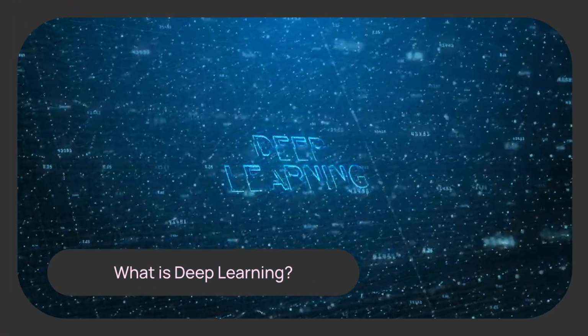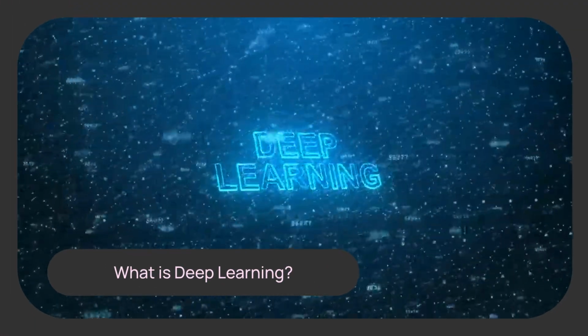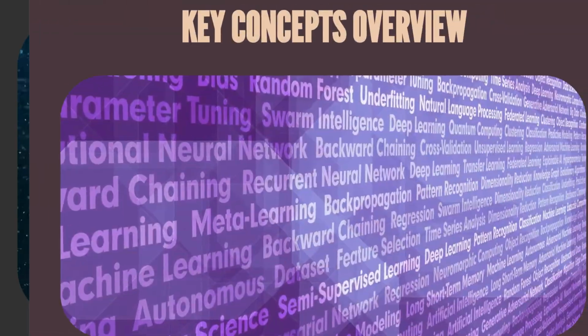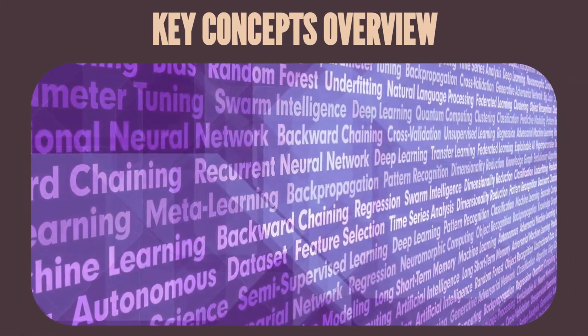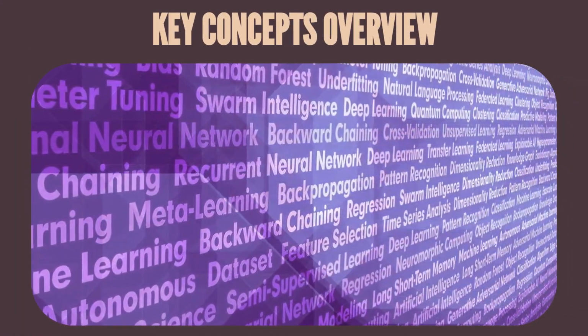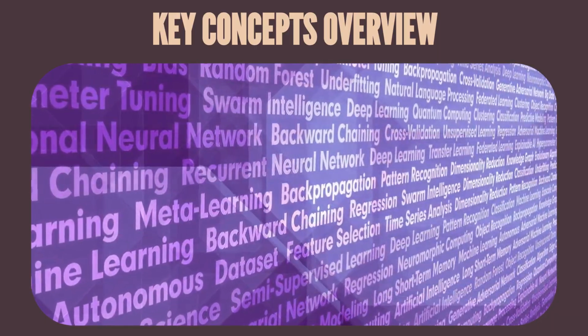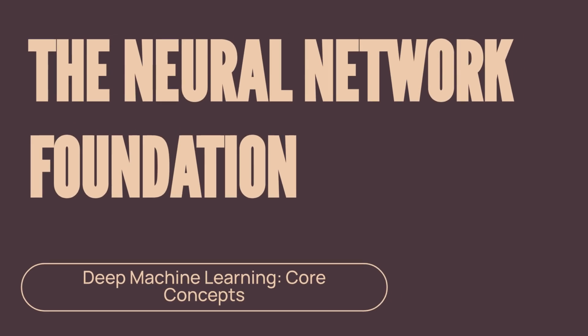Deep learning is a subset of machine learning that uses neural networks with multiple layers, enabling systems to learn from vast amounts of data. Throughout this lecture, we'll cover essential topics including neural networks, activation functions, loss functions, gradient descent, and the chain rule. Let's begin with the foundational element of deep learning, the neural network.